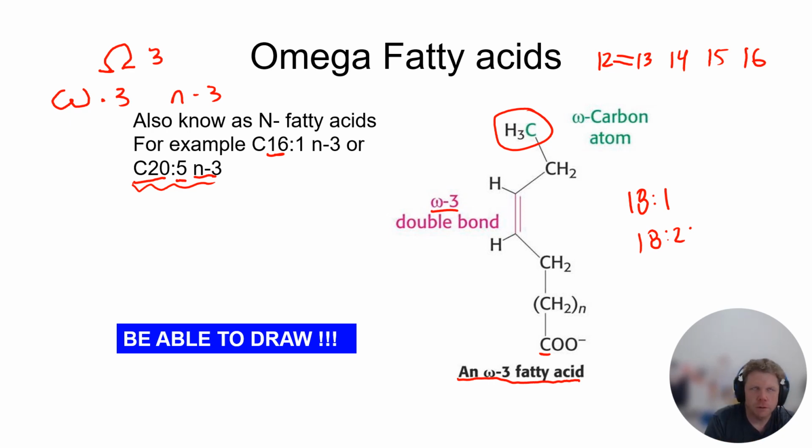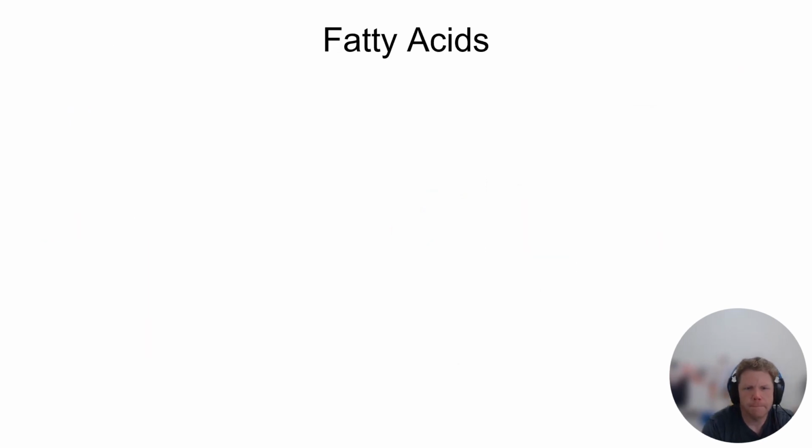Now C20:5 is a little bit complicated. I would be able to draw something like C20:2 omega minus 3 and be able to do something like that.